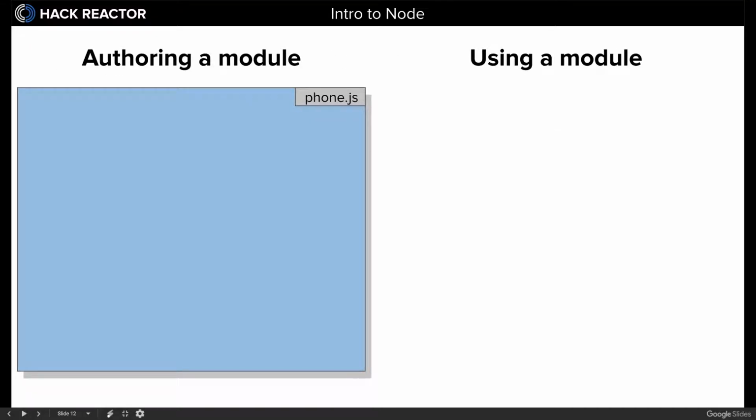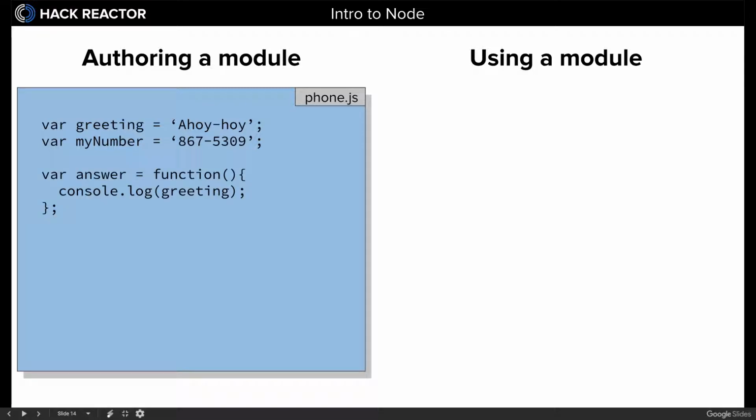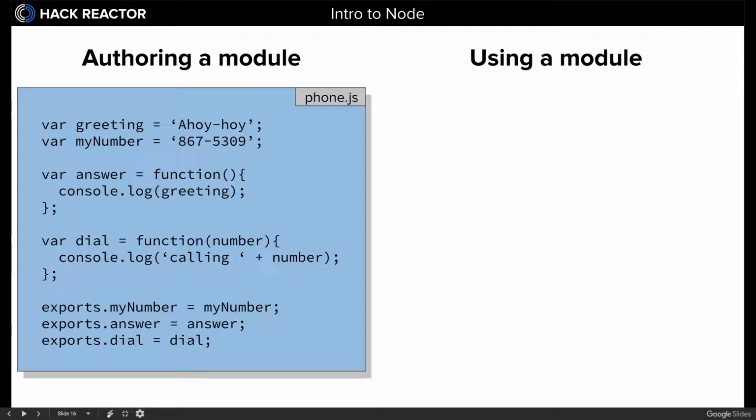So what this might look like if you were doing it on your own: you have some variables with strings. You have a function that console logs one of the strings, and then you have another function that console logs another string plus another string. And so now when we're exporting it, you can see we're just calling exports dot whatever the variable name is and then equating it to the variable again.